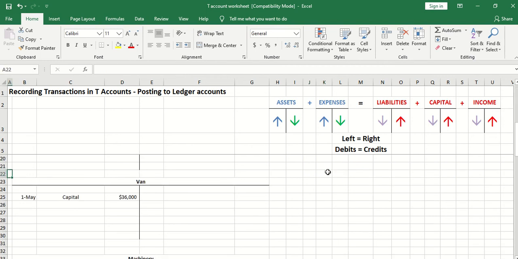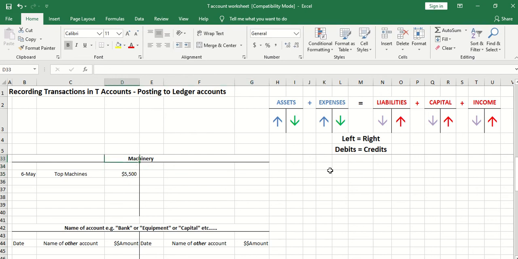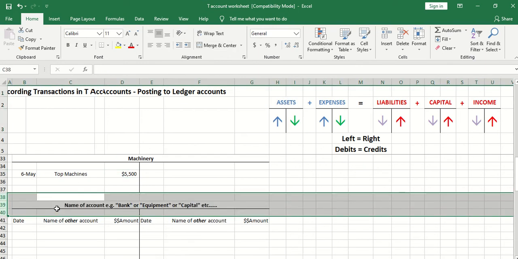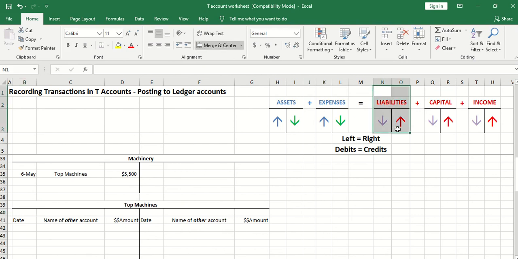So first of all, let me go to my machinery account. 6th of May, Top Machines, 5,500. So what this says, machinery is an asset. I'm increasing my machines by 5,500, and I bought them from Top Machines. I owe Top Machines money. So Top Machines is therefore a liability. I owe them money. So I'm going to put it on the right-hand side because I'm increasing my liabilities. So let me put it on the right-hand side.